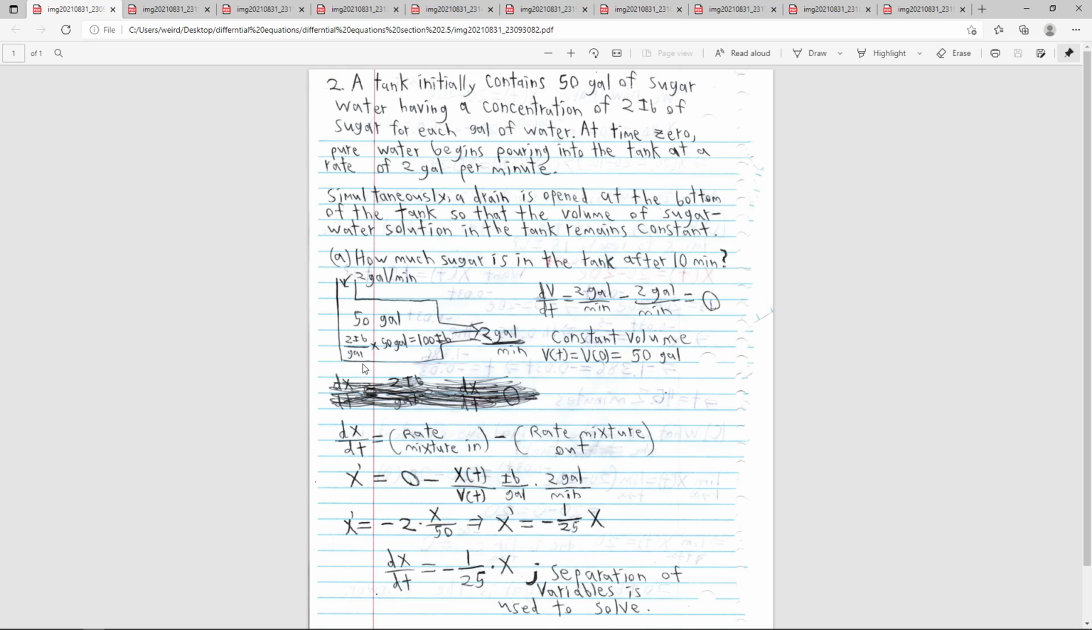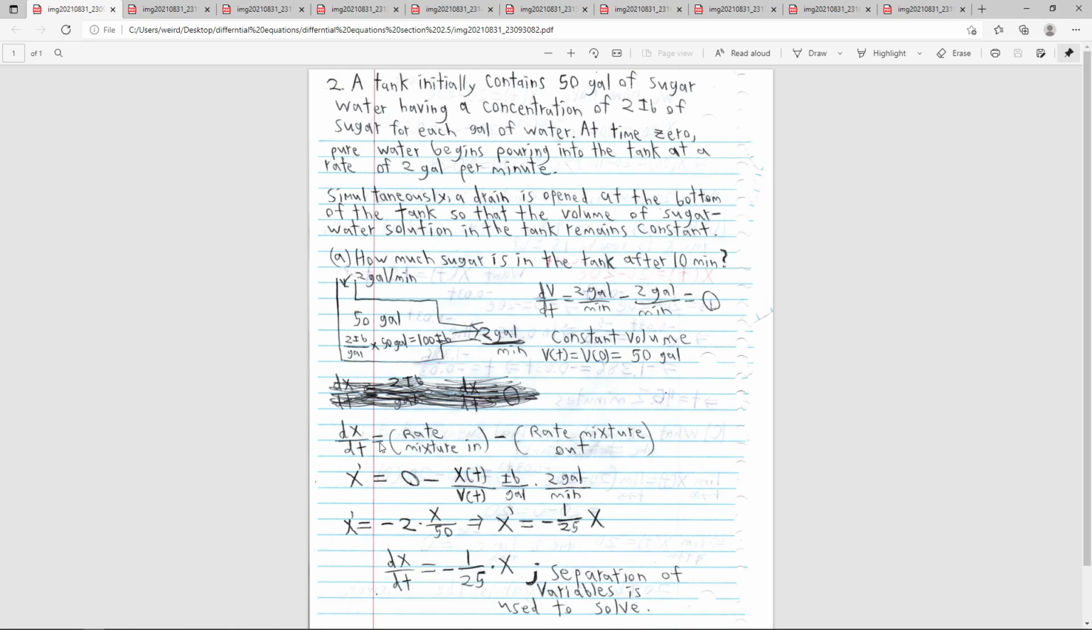You have 50 gallons in the tank. 2 pounds per gallon times 50 gallons equals 100 pounds. And that's our initial quantity. Enters 2 gallons per minute, leaves 2 gallons per minute. So V0 equals 50 gallons, and that's what V of t will always be, 50 gallons. So rate mixture in minus rate mixture out is how we handle these for both of them.